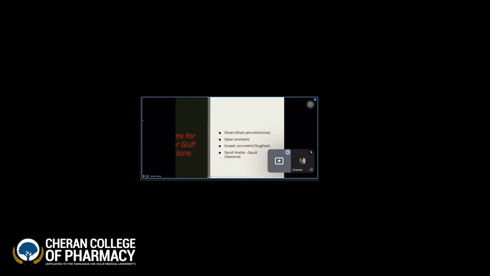For Oman, you have to pass the Prometric examination conducted by the Oman government, right? But what is the issue there? You have to pass the examination, and also you have to pass the Viva, direct Viva. You have to go there. You have to pass a direct Viva so that you will be getting a license. So this is the trouble there in Oman.